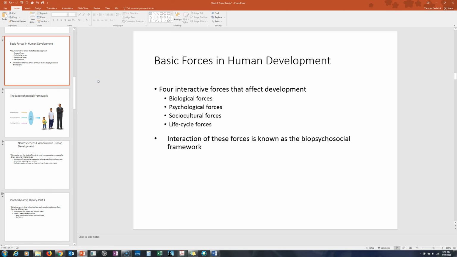And then, of course, all of these things happen in a sociocultural context. How one's neighborhood, one's ethnic group, one's family of origin shape both the psychological forces as well as the biological.